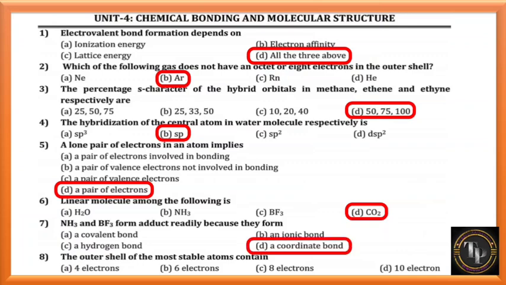The outer shell of the most stable atom contains 8 electrons, the most stable atoms. I am asking about the outer shell, because you can say 8 electrons, but 8 electrons is nothing but ns2 and np6, but for the outermost shell, only p you have to see, so total 6 electrons.